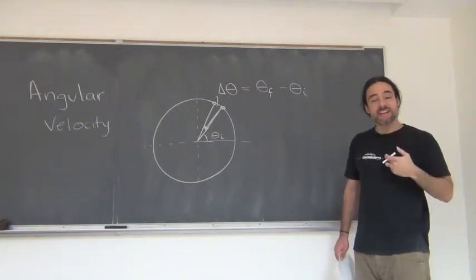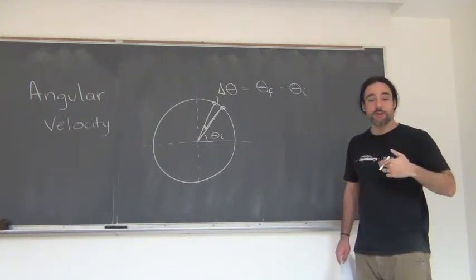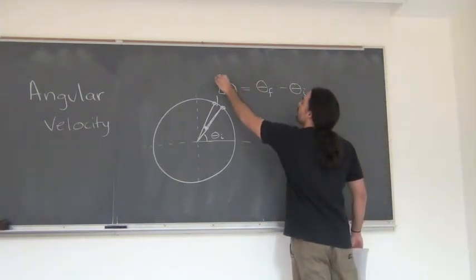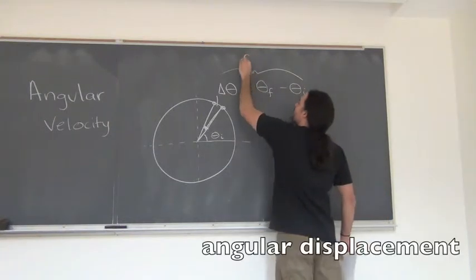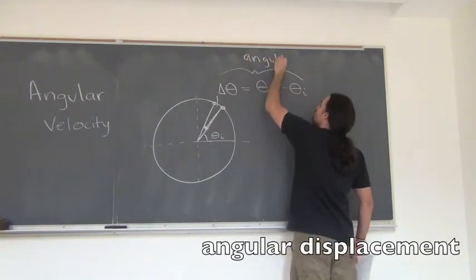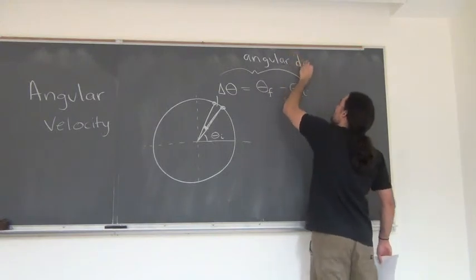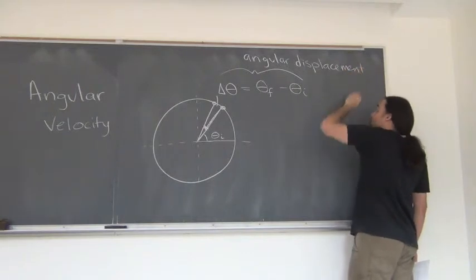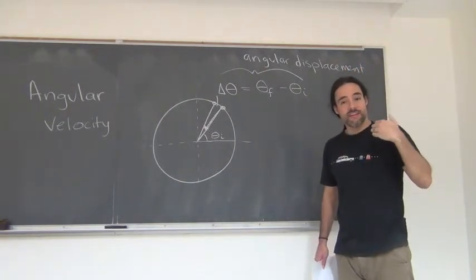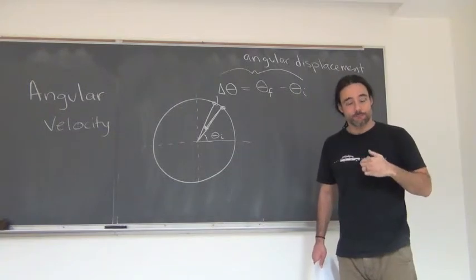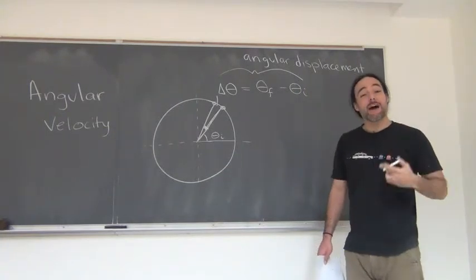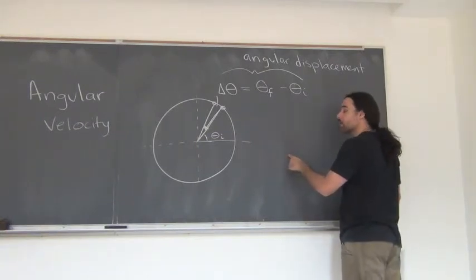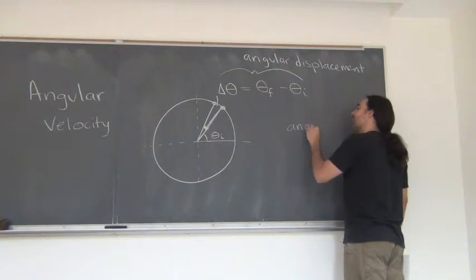Notice that this is the exact same thing as the displacement that we talked about for position. So for that reason, we call this the angular displacement. All we're doing is looking at the difference between the initial angle and the final angle. But that doesn't tell us how fast the angle changed. To do that, we need to define another quantity, which we're going to call the angular velocity.